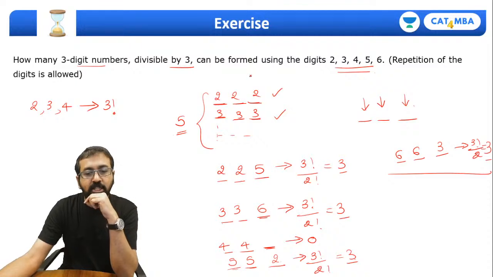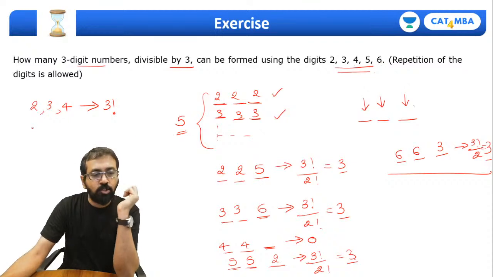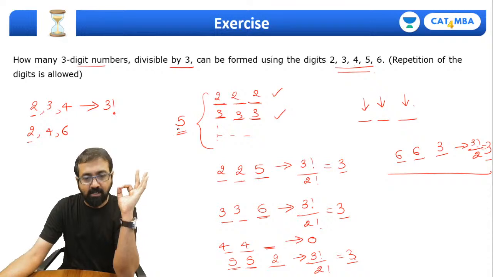Then what other combination can I take? 2, 3. If I take 2, 3, I can't take any other digit along with 2, 3. So now let me exclude 3. 2, 4. If I take 2, 4, I can take 6 with that. So it can be 2, 4, 6. I'm just checking all the numbers which have 2 in them. Again, this will be 3 factorial numbers.